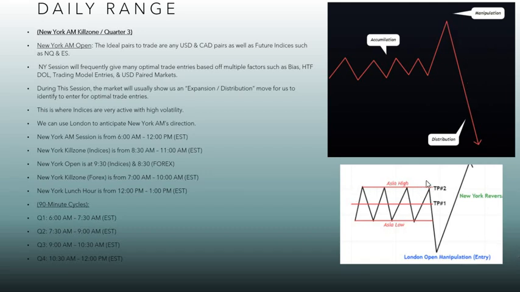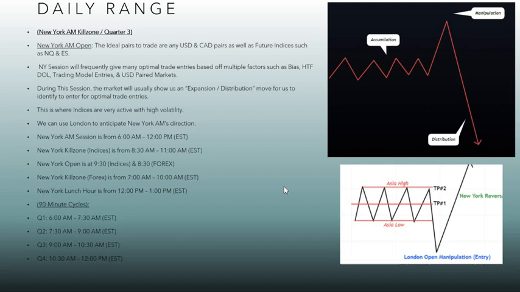Same thing here, if we were bullish, manipulate to the downside, taking out the Asian low, reversing higher during New York session. So, this is where indices are very active with high volatility. So again, any US dollar pair or any indice, this is the session you want to trade. We can use London to anticipate New York AM's direction. So like I said, wherever the manipulation happens, we can anticipate the opposite direction being favored. Okay? So if we trade higher with manipulation during London session, sell side will be offered to us and to be targeted, which would be the distribution phase to the sell side. Okay? That's it for an example.